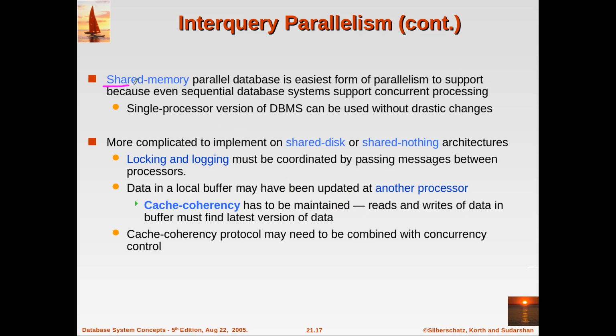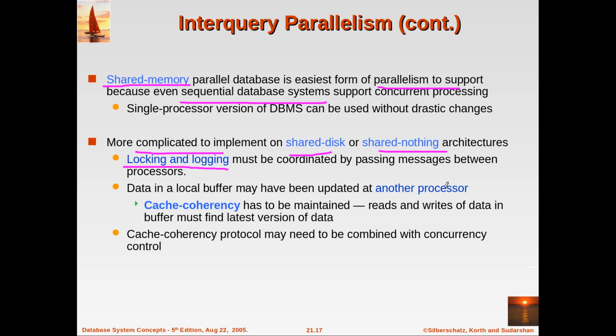Now the shared memory, I will explain once again. Shared memory is the easiest form of parallelism. I have already mentioned that, because it is even better than having a single sequential database system without a parallel architecture. But the complicated issues are with shared disk and shared nothing architecture due to locking, because if an item is being utilized, that is to be locked, and the information must be passed through the network. And logging, the system log must be maintained, and the log must be communicated with other processes within the network also.